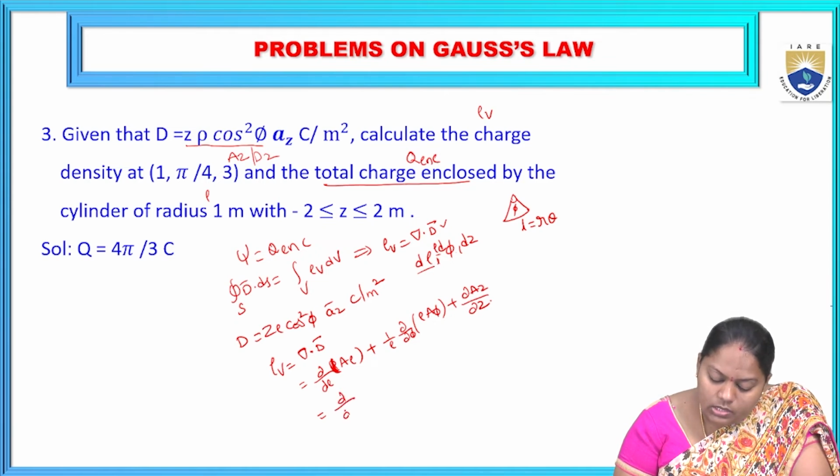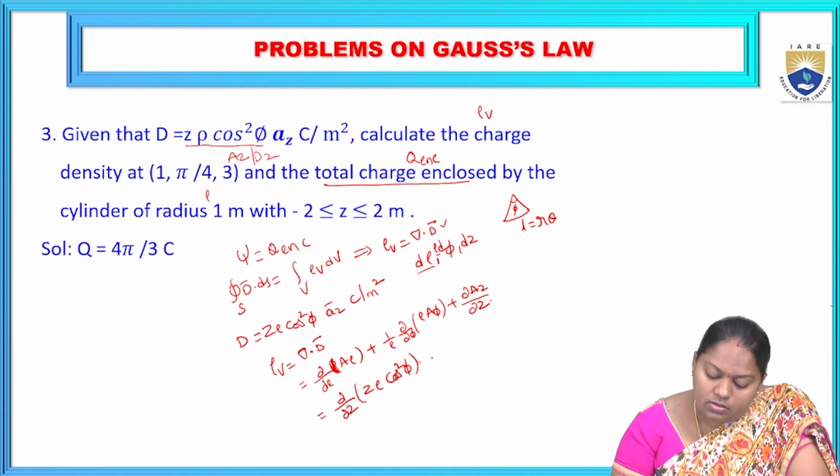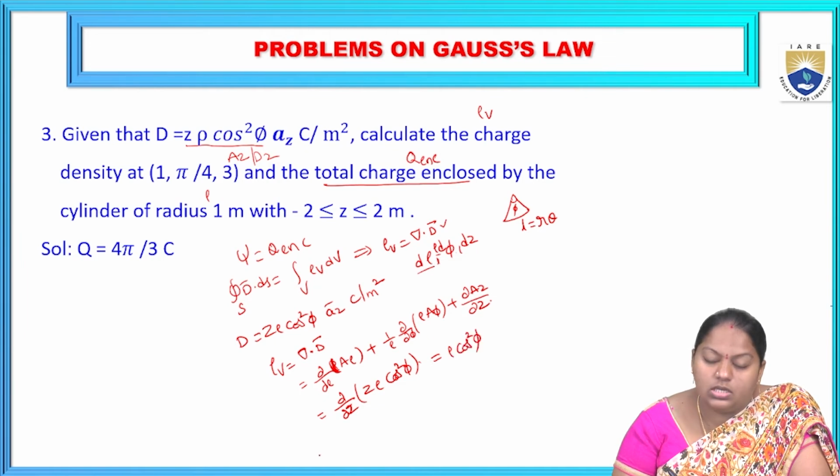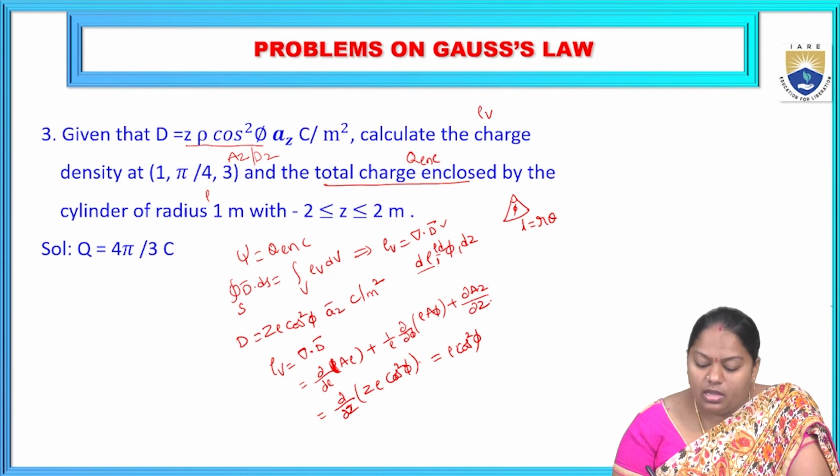So dou by dou z of z rho cos square phi a z coulomb per meter square, which is equal to. Here differentiation is with respect to z, means the rest of the two are constants. That is, rho cos square phi is constant, and differentiating z with respect to z gives 1. So rho cos square phi is obtained.